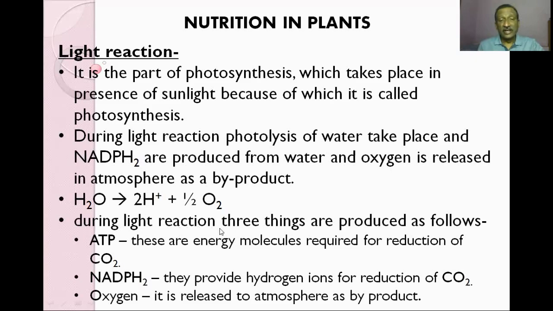Okay. During the light reaction, three things are produced. Some ATP is produced, and NADPH2 is produced. ATP and NADPH2 will be used to reduce carbon dioxide, where the ATP will be used as energy, and NADPH2 will provide hydrogen to reduce carbon. And oxygen will be given out as a byproduct, a waste product.